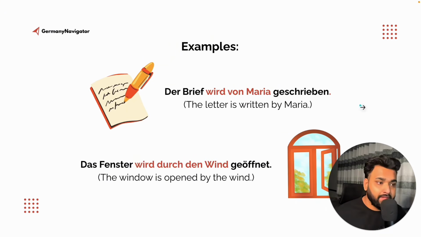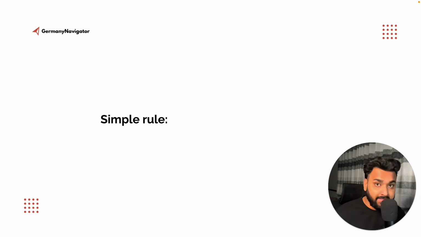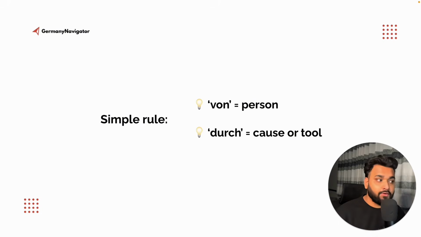The next one: Das Fenster wird durch den Wind geöffnet. That means the window is opened by the wind. As you can see, in the first case we used von because it's a person, but in this case we used durch because it's a thing, wind. So here's a simple rule: von is for a person and durch for cause or tool.